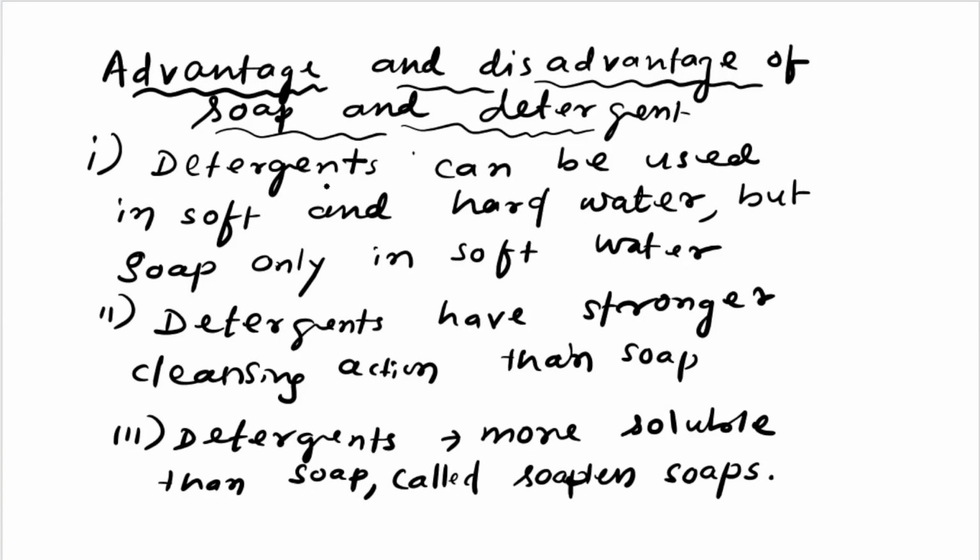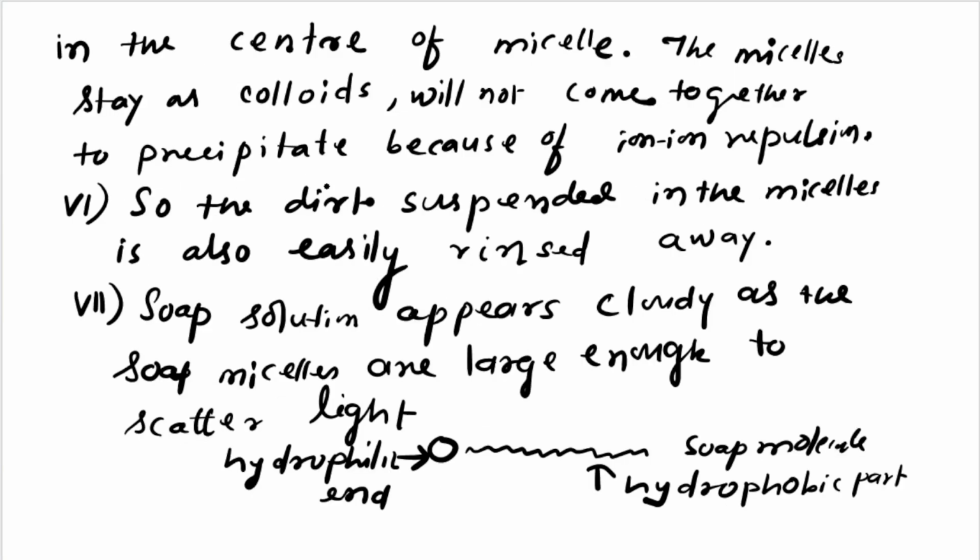Advantage and disadvantage of soap: detergents are more soluble than soap. The dirt particles are suspended in the micelle in the center and rinse away, and a soap solution appears cloudy as the soap micelles are large enough to scatter light. So sometimes a soap solution reacts in this way. Many micelles are produced, clusters of molecules just large enough to scatter the light. That is why it looks cloudy.